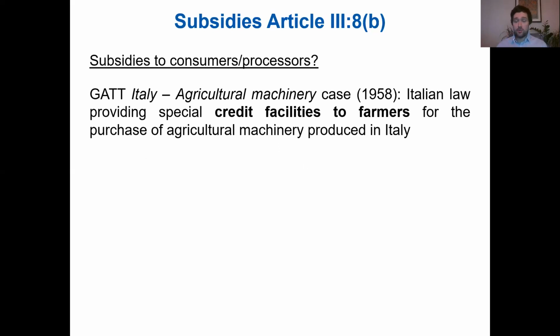One of the first cases was the case with respect to Italy and its agricultural machinery support program. So under the Italian law, special credit facilities were provided to farmers who wanted to buy Italian agricultural machinery. So again, it's not the producer who gets the direct benefit, the direct funding, preferable terms of credits. However, it's the domestic consumer. Still, who benefits from this system?